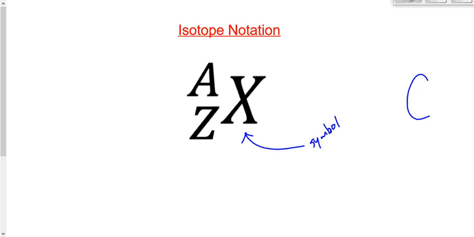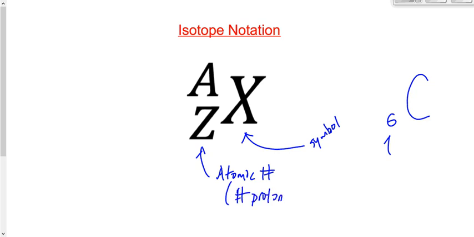Now, if you look at your data sheet, you'll also find there are 2 numbers there. One is a decimal number. It says 12.01. One is a whole number, and it's smaller. It's 6. The smaller number of the 2 goes at the bottom of isotope notation. This is what we call the atomic number, and it's the number of protons in the nucleus.